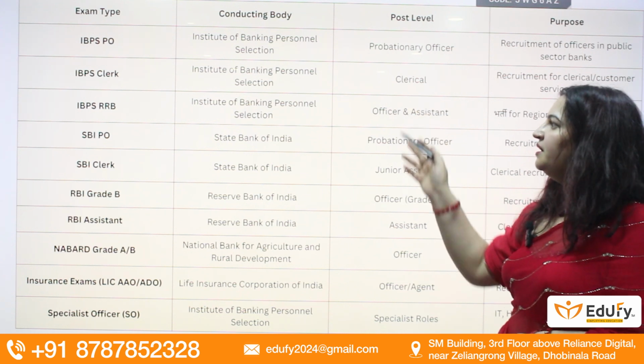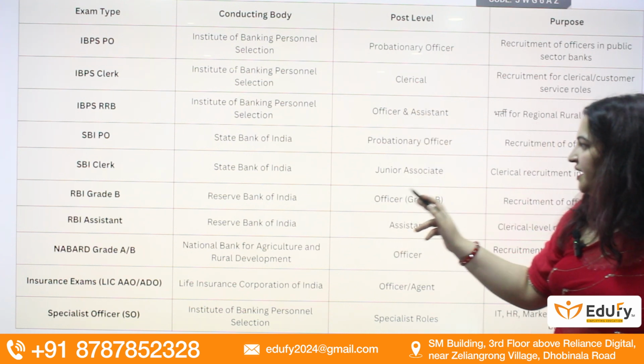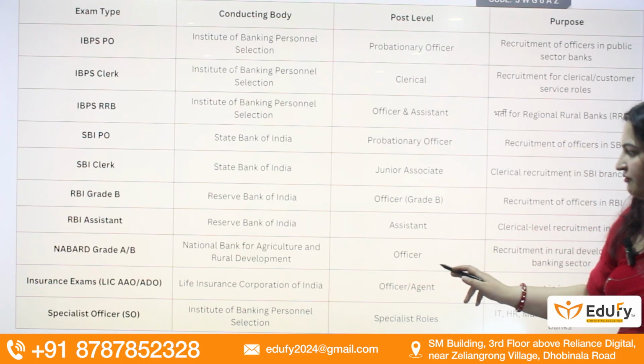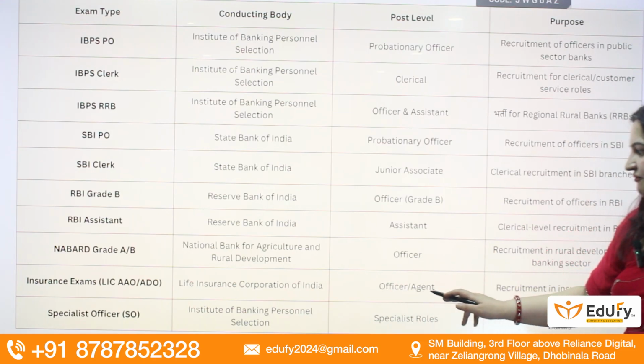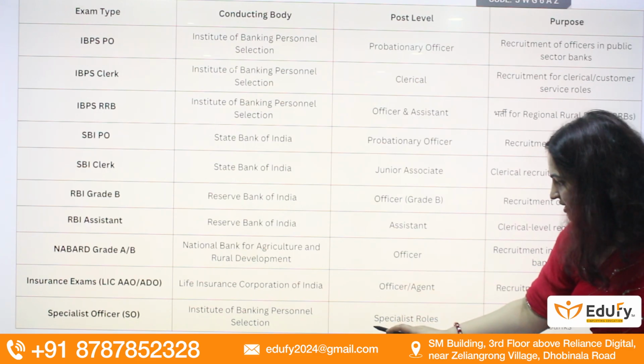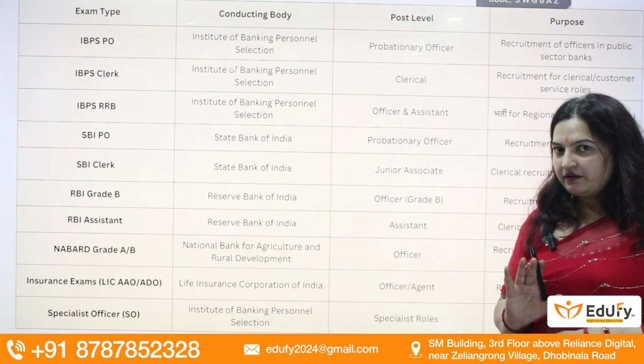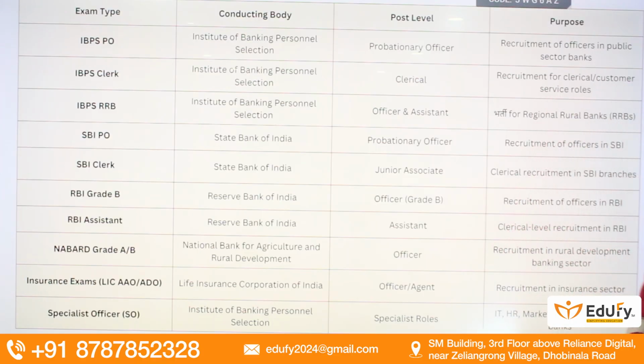The terminology may be different. RBI Grade B and assistant level. Same NABARD officer level, LIC officer or the agent level job. Specialist role, if specialist qualifications are being asked, your specialized exam is being conducted. Now purpose, you can say definitely in public sector banks recruitment, clerical staff recruitment, customer service role. For RRB, there can be recruitment of officers.